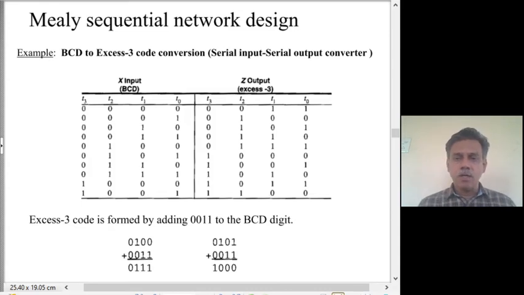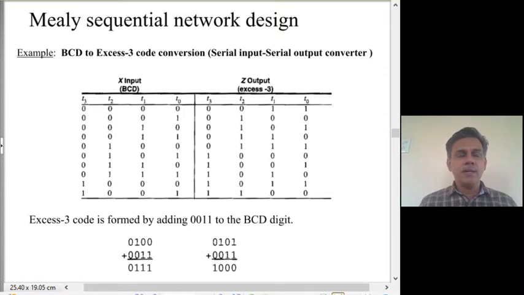Welcome to this course on digital system design. In this lecture, we will look at the design of a Mealy sequential network. We will go through the steps that are involved in the design of a finite state machine model, starting from the specification and coming up with the sequential state graph, then state table, all the way up to the circuit design.